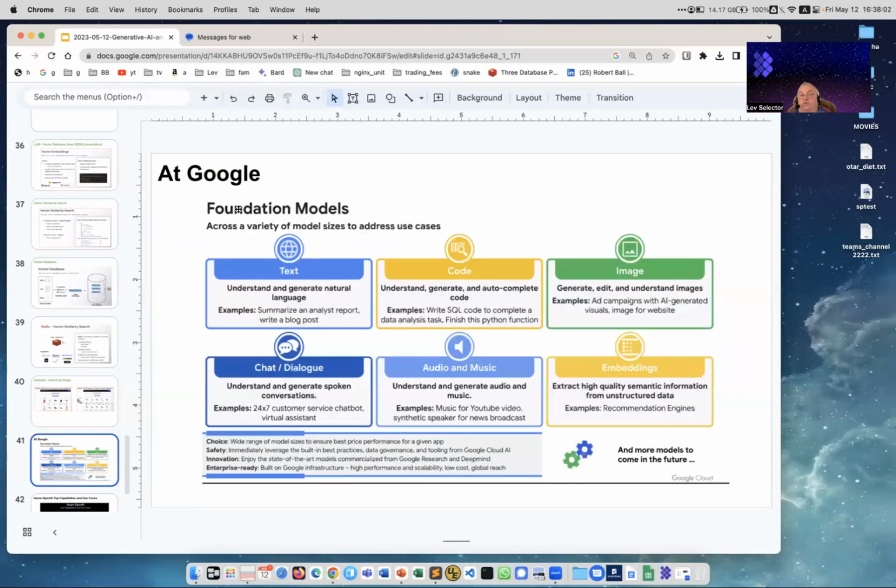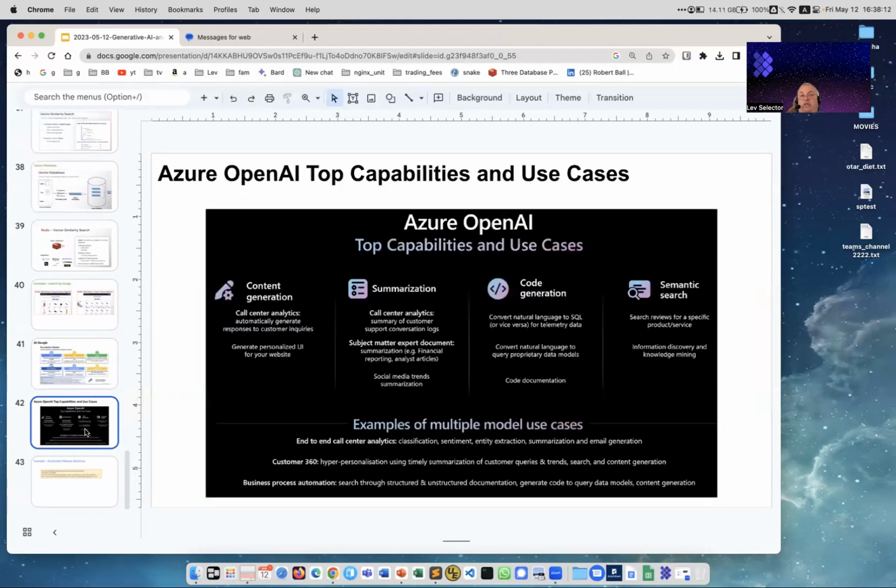At Google, of course, we have the same foundation models: text, code, image, chat, dialogue, audio, music, and embeddings, which you can then use for other things. And this is Azure OpenAI. Again, you have the same things: content, summarization, code generation, semantic search. Well, this is just for text, but they all, of course, have offerings for images and other stuff as well.